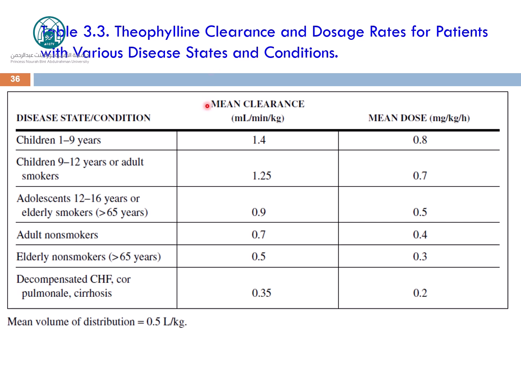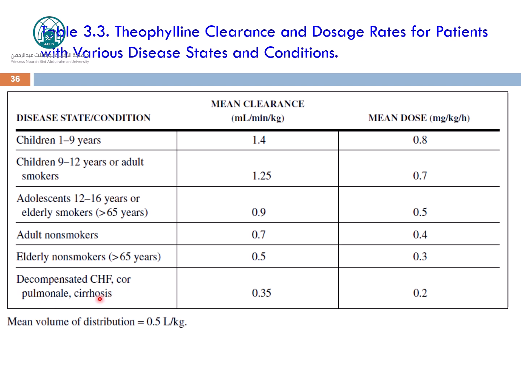Now, here are the disease states or conditions: children between 1 to 9 years, 9 to 12 years, adult smokers, adolescents between 12 to 16 years, elderly smokers above 65 years, adult non-smokers, elderly non-smokers, and decompensated congestive heart failure, cor pulmonale, and cirrhosis.